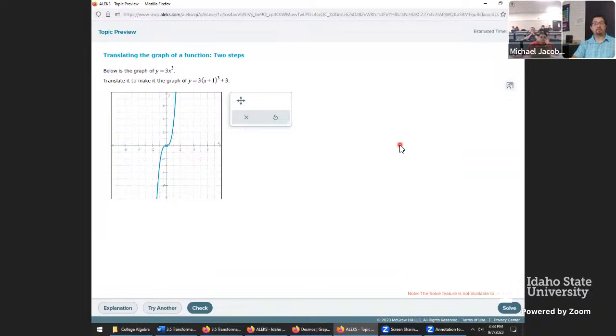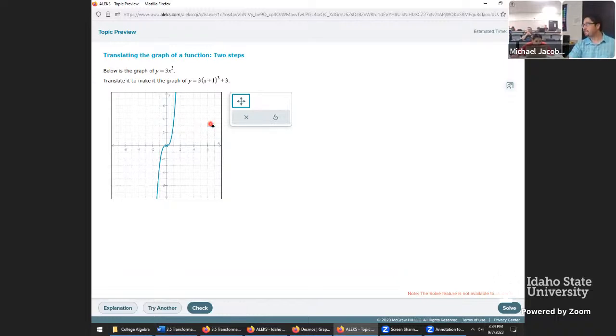So this is about what some of these questions are going to look like directly in ALEKS. It says below is the graph of y equals 3x cubed. So that's the toolkit function, but because of the 3, it's also been stretched. So we have a nice function here, and we want to translate it to make the graph of y equals 3(x plus 1) cubed plus 3. Now they gave us a tool here. This is just translation. If I click on this, I can take the whole curve and just move it around. Something you can't really do on paper. So ALEKS always feels a little different.